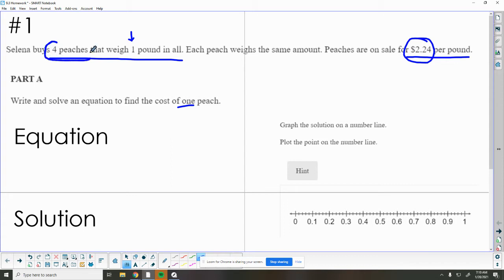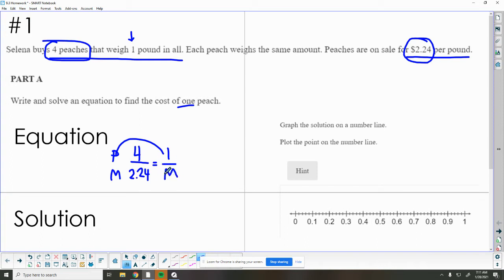I know I am doing peaches and money. Here's my peaches, here's my money. I know that I bought 4 peaches and the money was $2.24. So every time I buy 4 peaches, it costs $2.24. But I want to know 1 peach, so I'm putting 4 peaches into 1 peach, and I'm looking for the money that cost me.